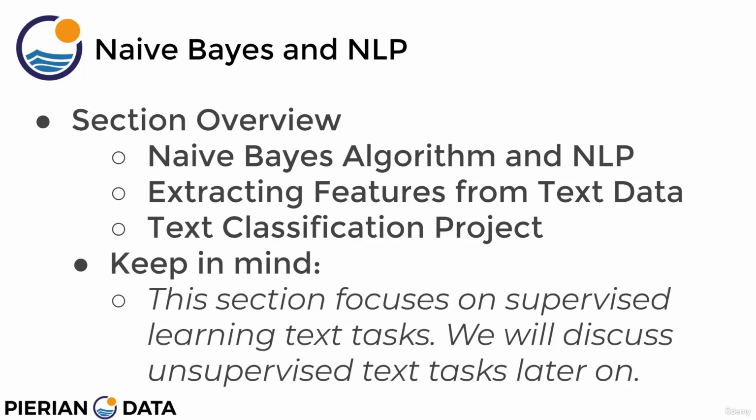Now, something to keep in mind is that this particular section is focusing on supervised learning with raw string text data, which means all the text data that you see throughout this section has already been labeled. For example, we'll have movie reviews that are already labeled as a positive review or a negative review. We'll have string tweets that are labeled as positive, neutral, or negative.